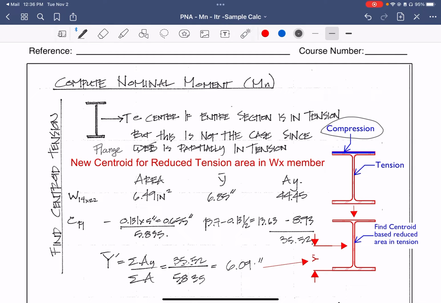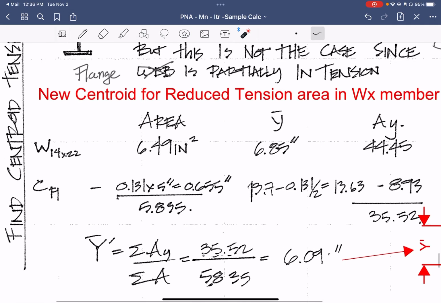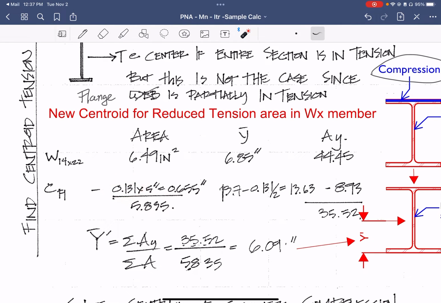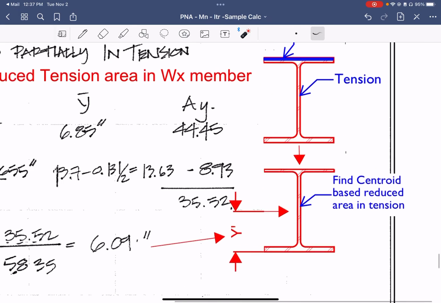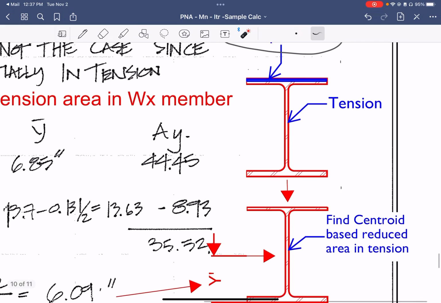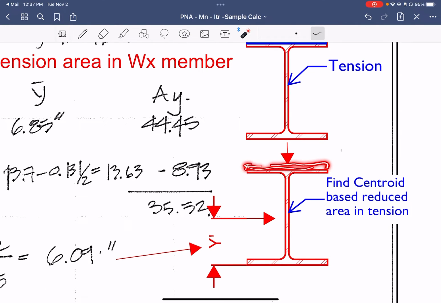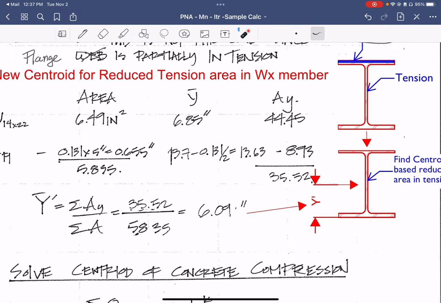And so what we have to do is find the new centroid for the reduced tension area of the W member. So we have the total area of the beam, the Y bar, which is from the center of the member to the PNA, and then the AY when you multiply the two. Now, the compression of the flange is going to be calculated right here, which is the amount that it's in compression times the flange width, and that equals 0.0655. Essentially what you're doing is finding a centroid based on the reduced area. As you can see in the diagram right here, you're taking that portion off. And then your final Y bar is going to be right here.